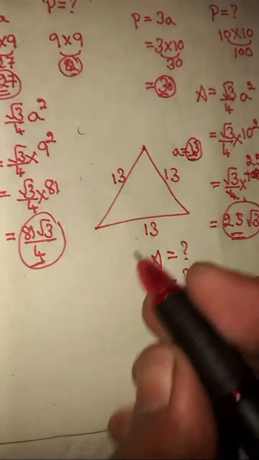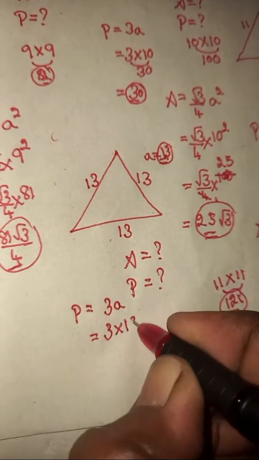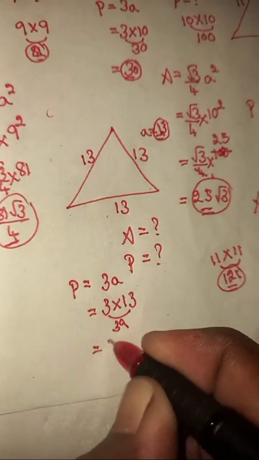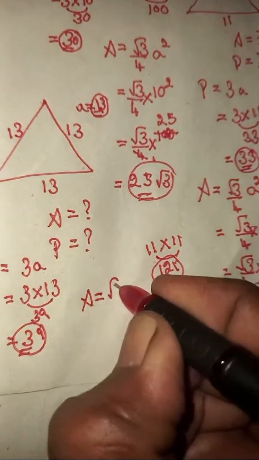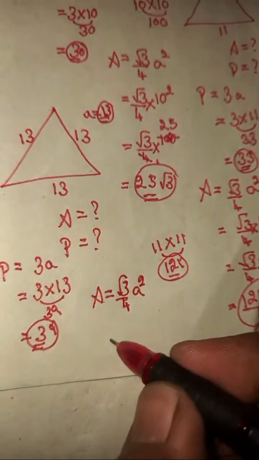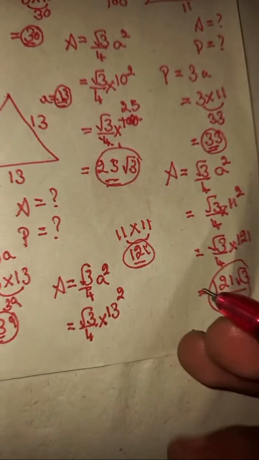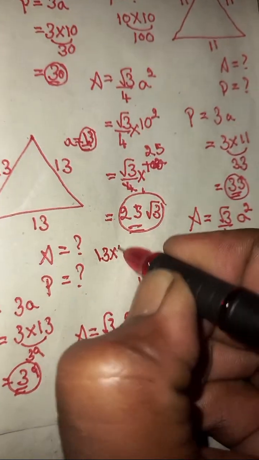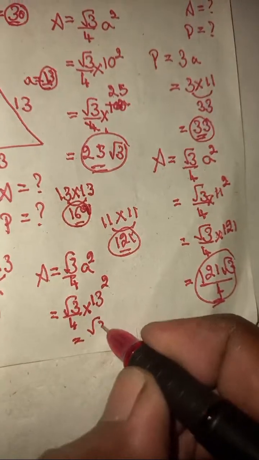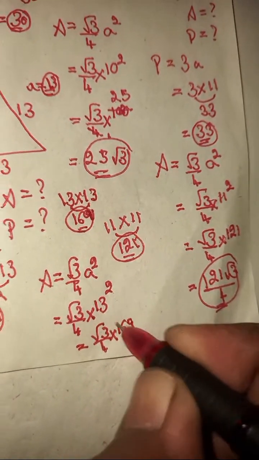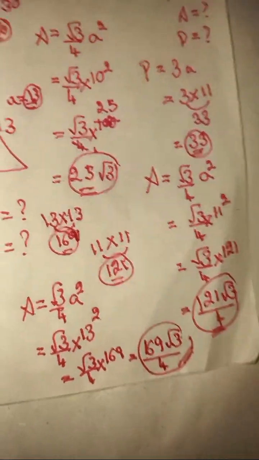Side length is 13 units means perimeter is 3 times of side length, which is 3 times of 13, which becomes 39 units. And now area, you can write it as root 3 by 4 a square, and you're going to get root 3 by 4 times of 13 square. 13 square means 13 times of 13, 169, and you're going to get root 3 by 4 times of 169. 169 times of root 3 is 169 root 3 by 4 square units.